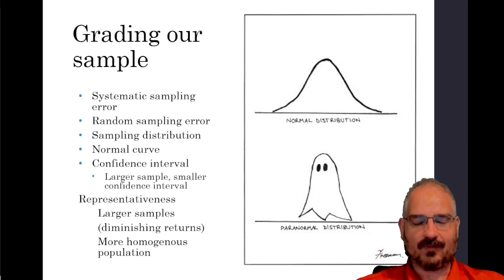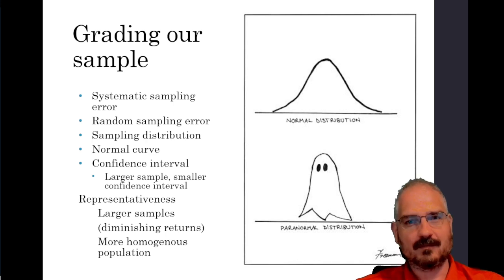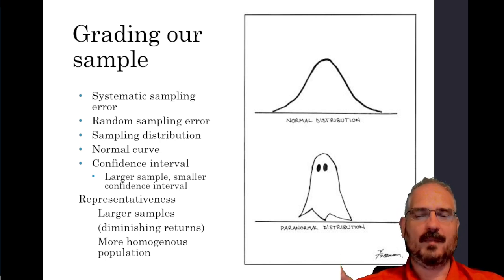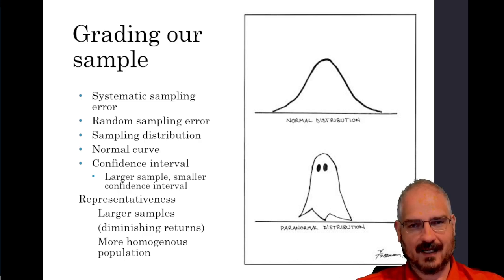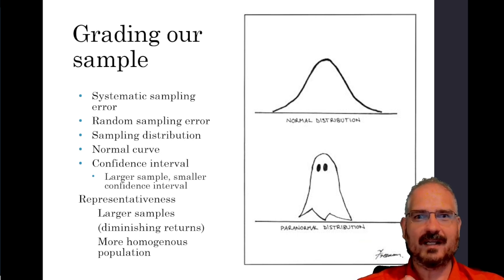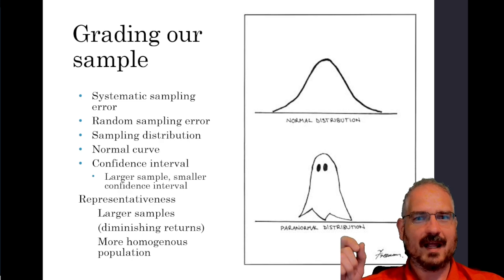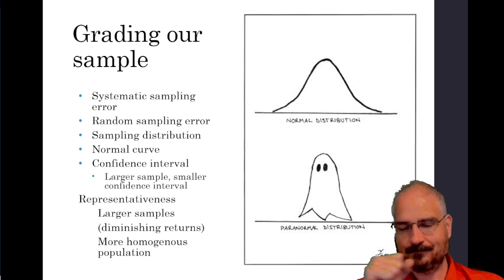So random sampling error is a problem, but at least it's a known, understood, and easily gauged problem. The much more insidious problem is systematic sampling error. This is where you have either knowingly or unknowingly done something in your sampling technique that has given you a different sample than you should have based on the population, right?